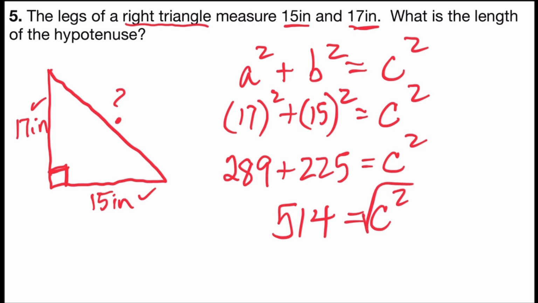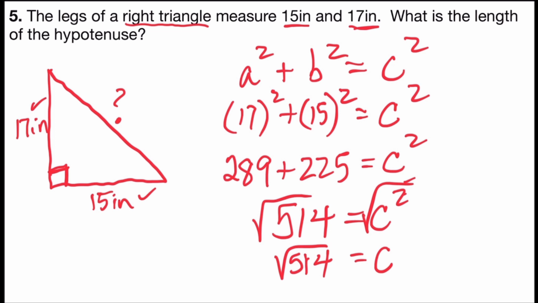And then I will just take the square root on both sides. The square root of c squared, the root and the square undo one another, and I will be left with c is equal to the square root of 514. And that's already in simplest form.